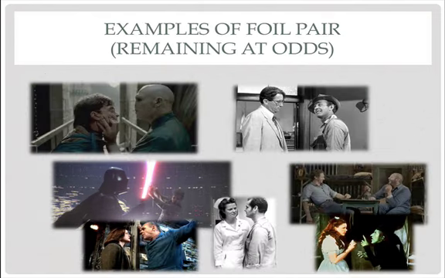So some examples of foil pairs who remain at odds. Again, Harry Potter and Voldemort, Atticus Finch and Bob Ewell from To Kill a Mockingbird, Luke Skywalker and Darth Vader in episodes 4 and 5, George and Lenny from Of Mice and Men, Hannibal Lecter and Agent Starling from Silence of the Lambs, Nurse Ratched and McMurphy from One Flew Over the Cuckoo's Nest, and then Dorothy and the Wicked Witch of the West from The Wizard of Oz.